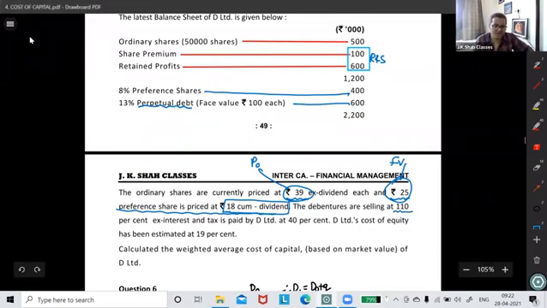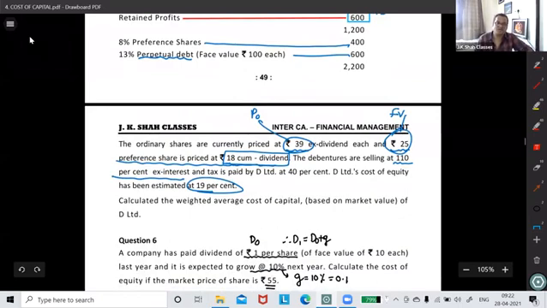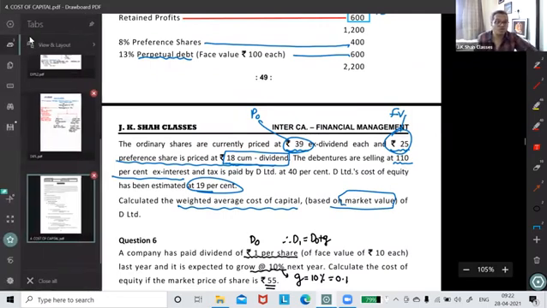Debentures are selling at 110% of the ex interest price. And tax paid is 40%. D Limited's cost of equity has been estimated at 90%. Now see what they're asking to calculate. They're asking to calculate the weighted average cost of capital based on which value? Market value. Guys, go through the notes.